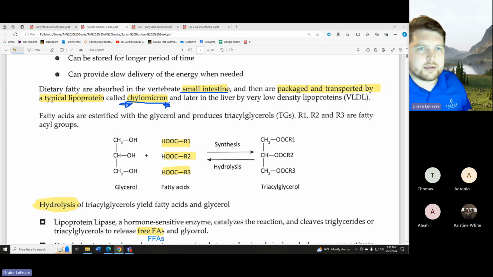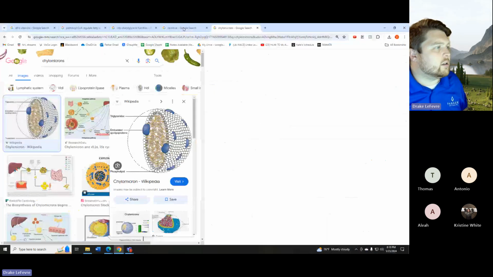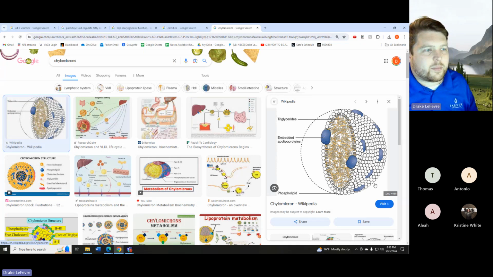I think there's a cool picture. Aren't these usually transported via the lymph instead of the hepatic portal vein? Yeah, they will be. A lot of our nutrients are transported by the lymph, but especially fatty acids. This is what a chylomicron looks like. It's just like a big ball.